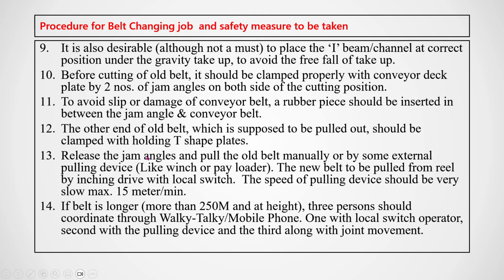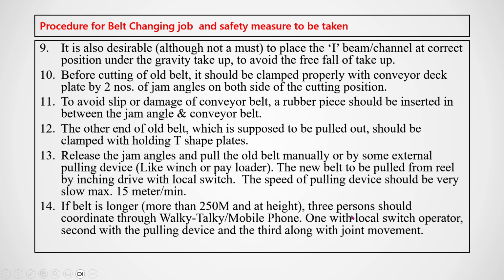You have to release the jam angles, then start pulling the old belt manually or by an external pulling device like a winch or payloader. And your speed should not be very slow, maximum 15 meters per minute. If the belt is longer, three persons should be there with walkie-talkies. One should be the local switch operator. Another will be at the pulling device, and the third along with the joint movement. So three persons should be available if it is a bigger belt.